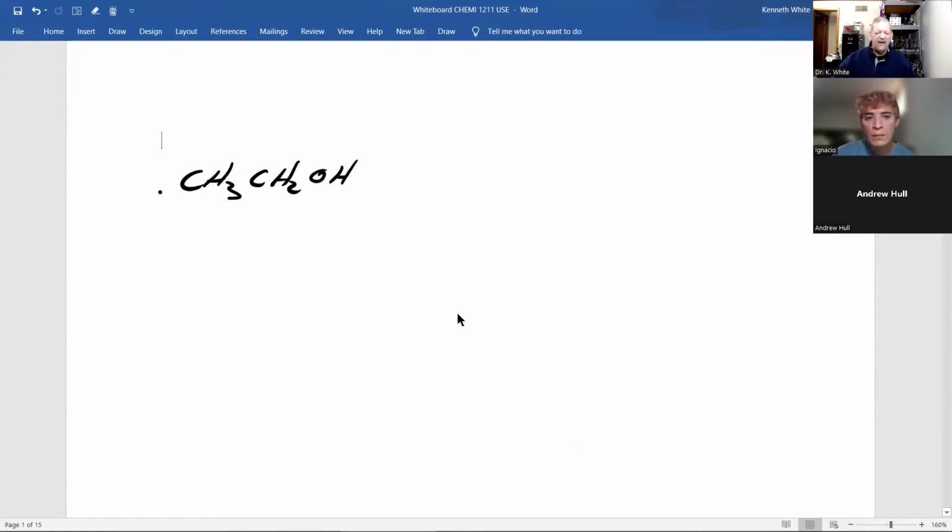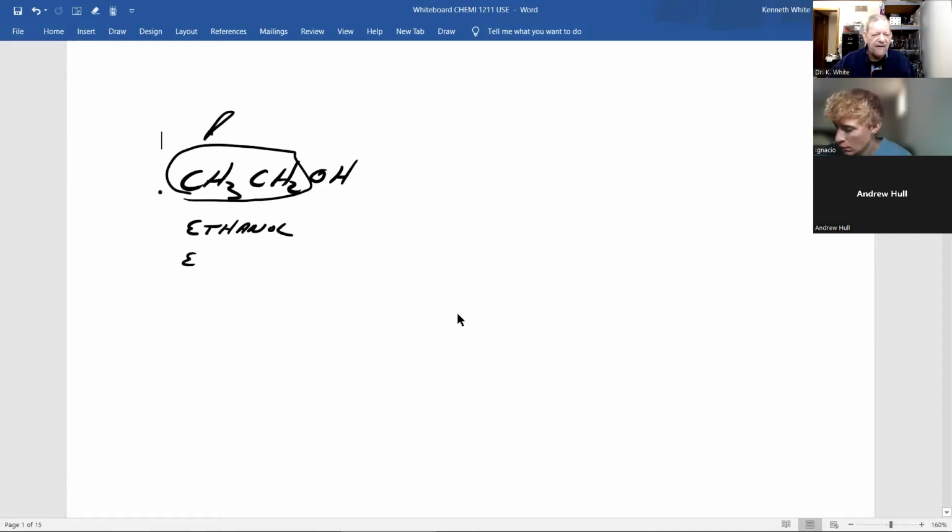And on a common name, I'll never ask you to give the common name, but given the common name, you should draw it. The IUPAC name for this is ethanol. But the common name, the R group, ethyl, and then add the word alcohol. And if you look on hard spirits or wine, you'll see ethyl alcohol percentage.